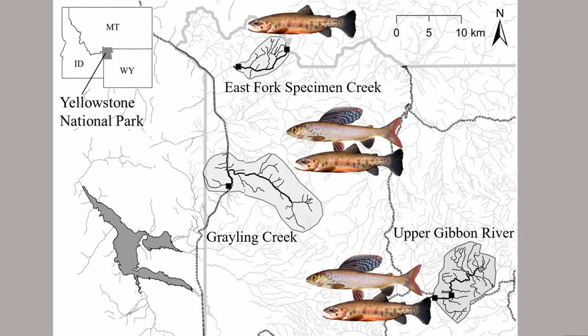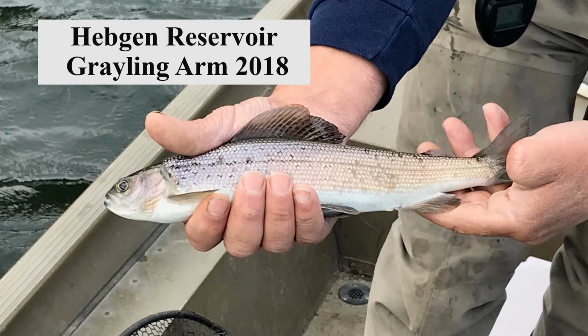So our major projects in recent years have been to restore West Slope cutthroat trout to the East Fork Specimen Creek, grayling and West Slope cutthroat to Grayling Creek, and grayling and West Slope cutthroat to the Upper Gibbon River above the Virginia Cascades. We've also learned about the dispersal of some of our native fish downstream, both grayling and West Slope cutthroat trout. As shown here is this example of a grayling caught in the Grayling Arm of the Hebgen Reservoir, downstream of Grayling Creek.